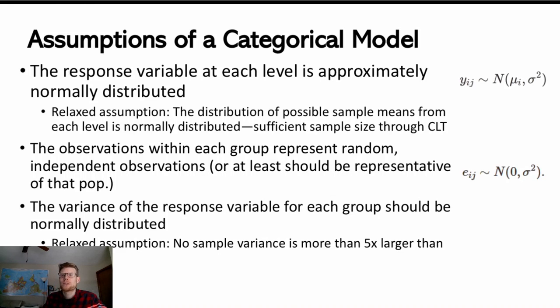Now, the assumptions when we're working with a categorical model like one-way ANOVA: the strict assumption is that the response variable at each level is approximately normally distributed about some group mean. Now, we don't actually need this to be true. We can make a more relaxed assumption using the central limit theorem and just say that the distribution of possible sample means from each level is normally distributed.